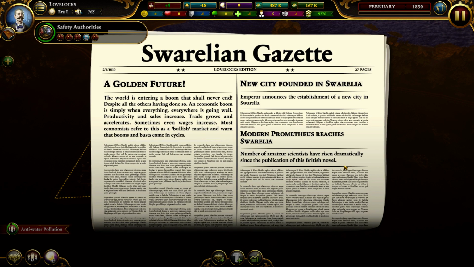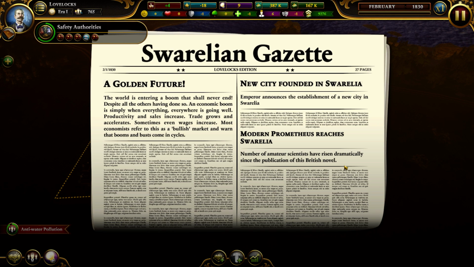A golden future. The world is entering a boom that shall never end. Sure. Despite all the others having done so. An economic boom is simply when everything everywhere is going well. Productivity and sales increase, trade grows and accelerates, sometimes even wages increase. Most economists refer to this as a bullish market and warn that booms and busts come in cycles.